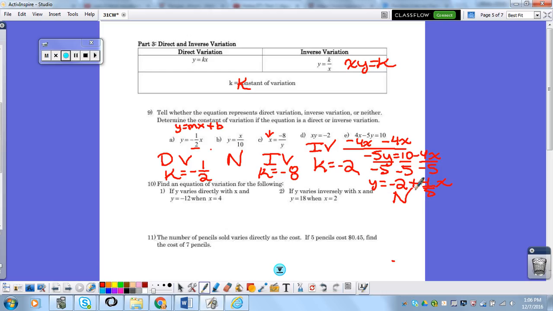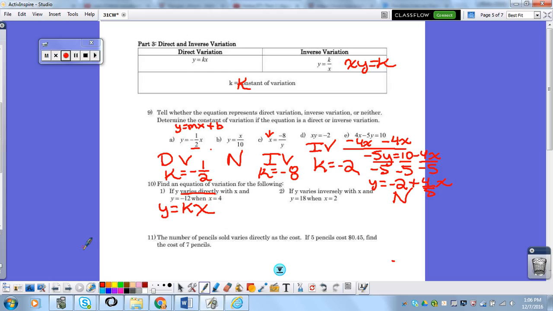Number 10. You want to find an equation of variation for the following. If y varies directly with x, and y equals negative 12 when x equals 4. Y varies directly. Okay, so what we're going to do is start off with y equals kx. Now, if you notice, they give you numbers: negative 12 for y and 4 for x.